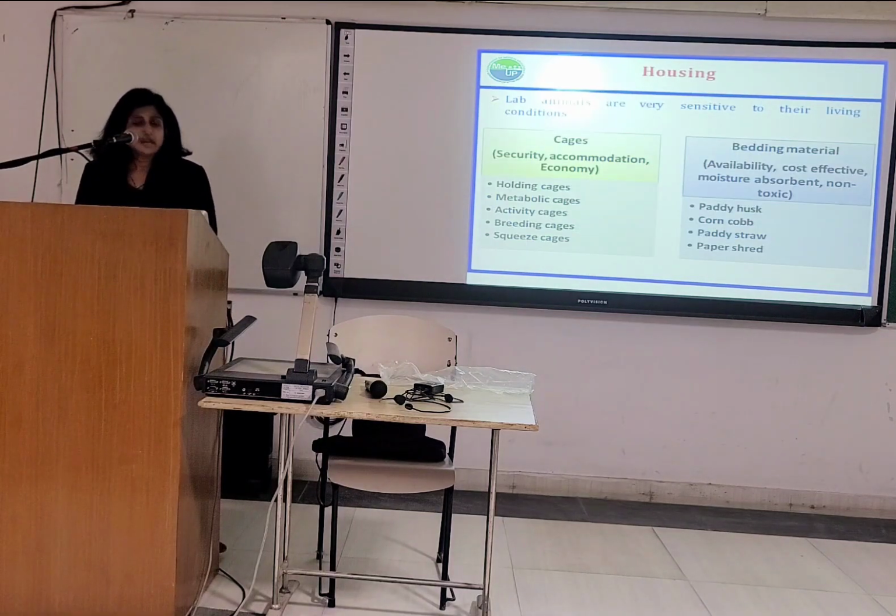Then housing. Lab animals are very sensitive to their living conditions. Cages are used for accommodating them. The cages provide security, accommodation. They should be economic. There are different types of cages like holding cages, metabolic cages, activity cages, breeding cages, and squeeze cages.